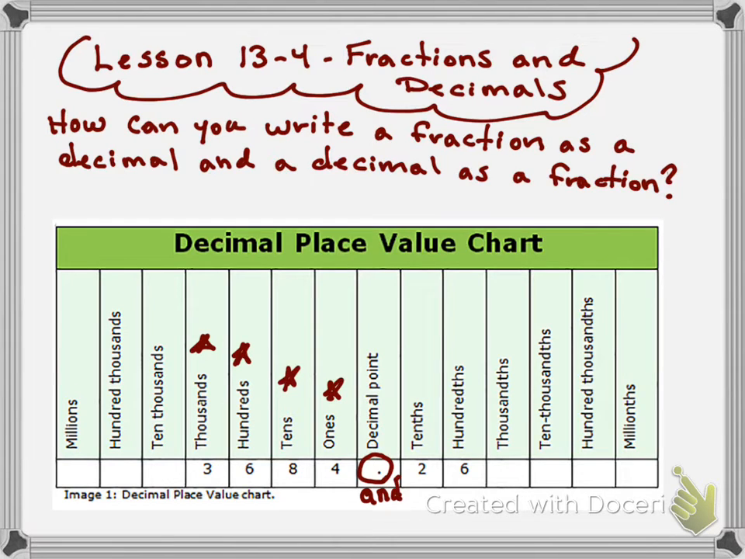Over here, to the right of the decimal point, you're going to see the tenths. You're going to see the hundredths, the thousandths, and it continues. This is the denominator of the fraction. This side is the whole number, and this side is the fraction part.